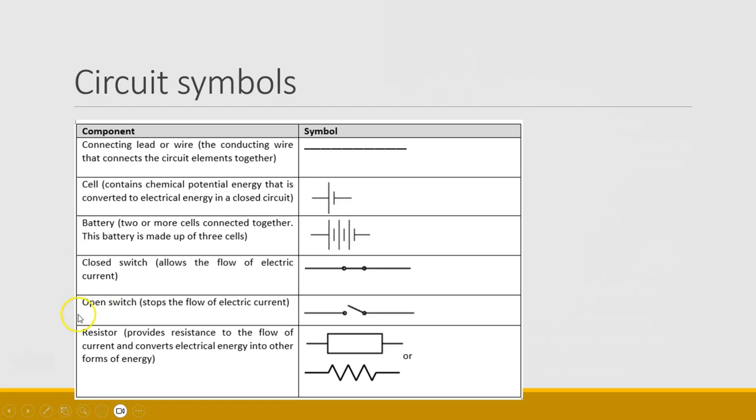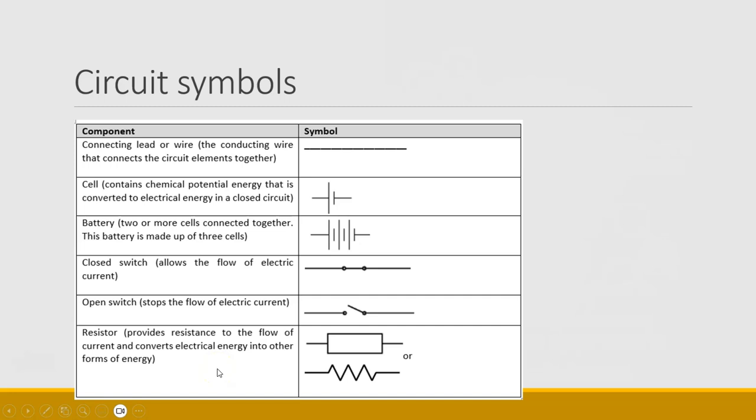Now remember that a resistor, which we're going to learn about in more detail later, and we're going to define it later, a resistor is a circuit component that makes it difficult for the current to get through. So it provides resistance to the flow of current. And through providing that resistance, through making it so hard for the current to flow through, it forces the moving current, which is electrical energy, to be converted into other forms of energy.